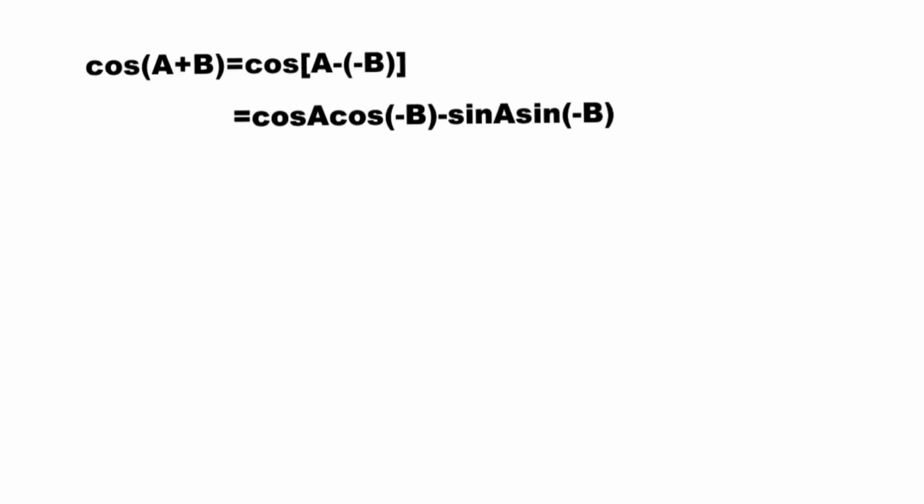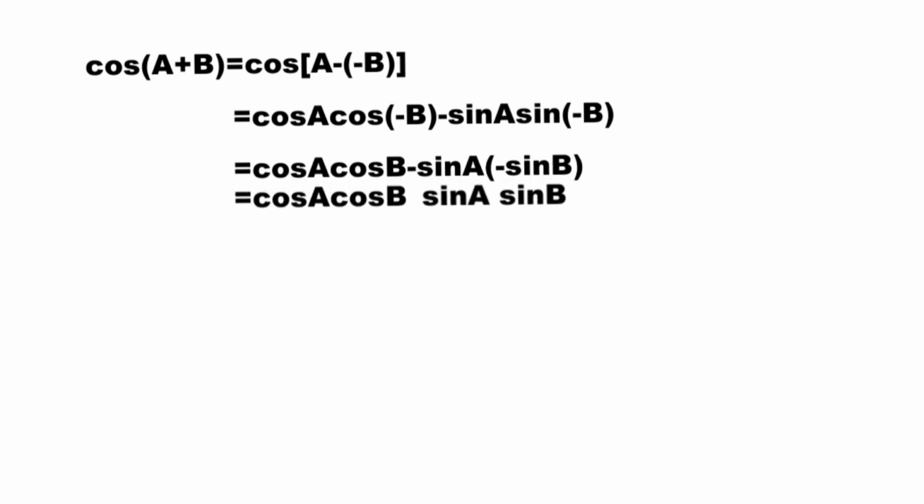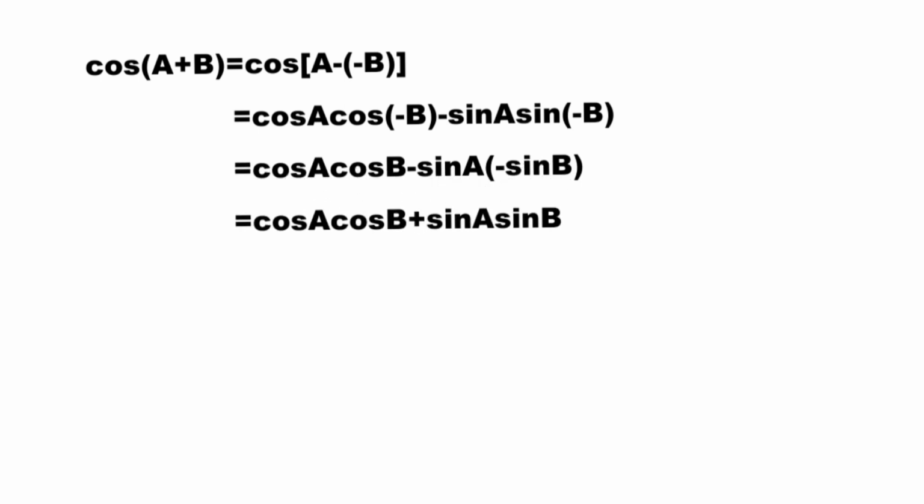For cosine A plus B, this is the same as cosine A minus negative B. And this is equal to cosine A times cosine negative B plus sine A times sine negative B. From negative angle identities, cosine negative B is equal to cosine of positive B, and sine of negative B is equal to negative sine of B. Negative times negative is positive, so the final answer is cosine A cosine B plus sine A sine B.